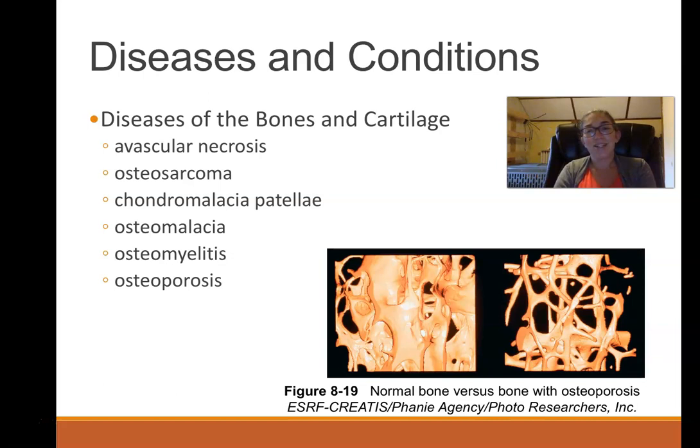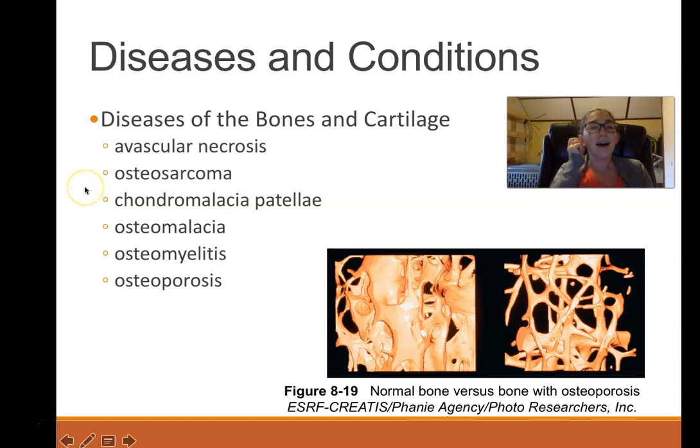Avascular necrosis. So this means death, necrosis, death of tissue. Avascular, without blood vessels. All right, so in this case, this is a lack of blood supply to a bone. If the blood supply to a bone gets cut off, then the bone itself will start to die. And this is actually what happened if you ever watched the show House. Dr. House has a limp in his leg because he suffered from avascular necrosis. They almost had to amputate his leg. They didn't, but that's where the damage came from.